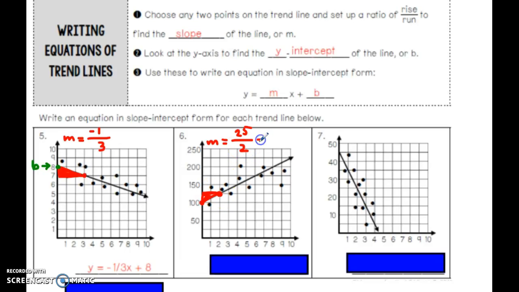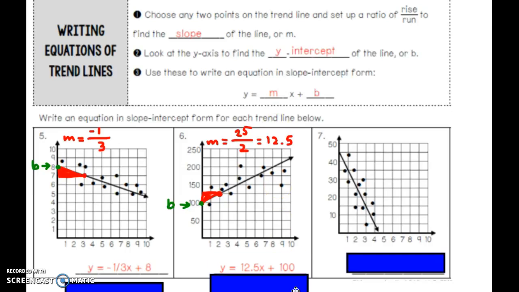the bottom are just 1 unit each. If we divide that up, we get 12.5 for our slope. Now for the y-intercept, you can see it crosses at 100. So putting that together, we have our equation of a line: y = 12.5x + 100.